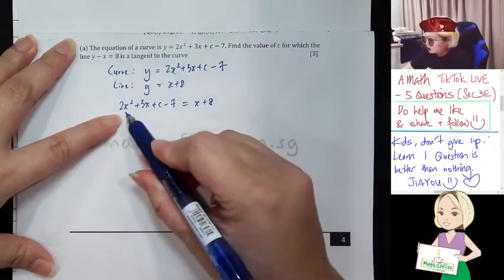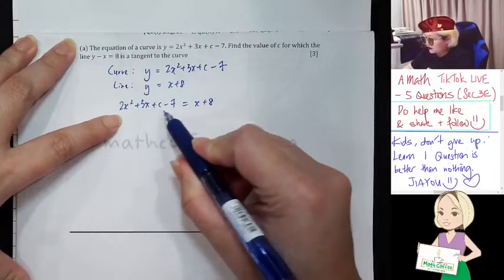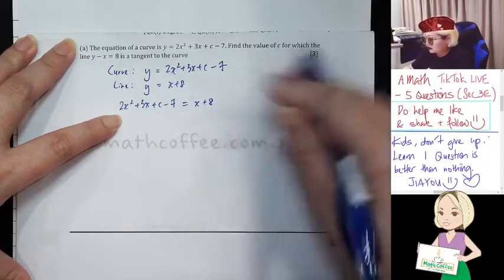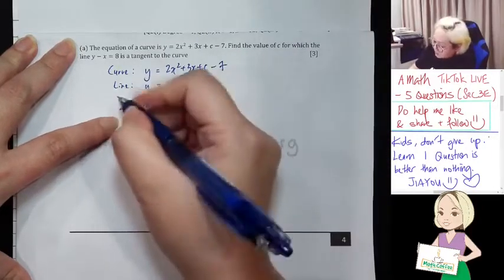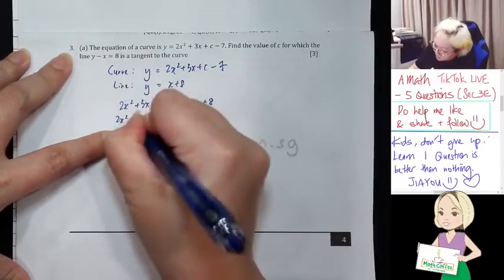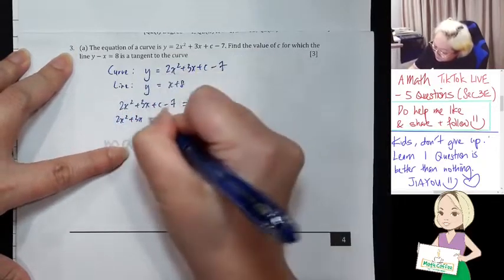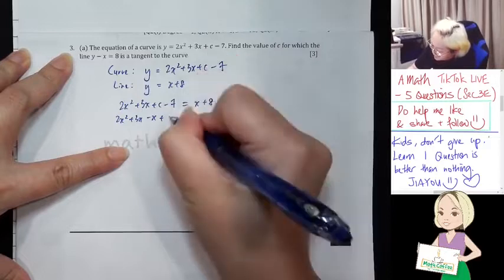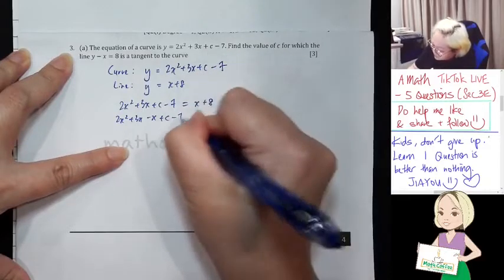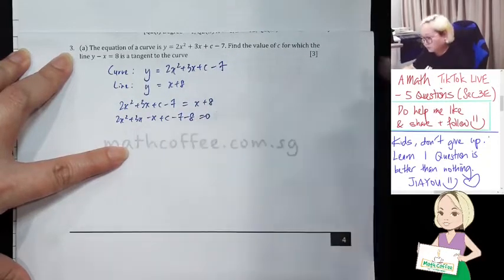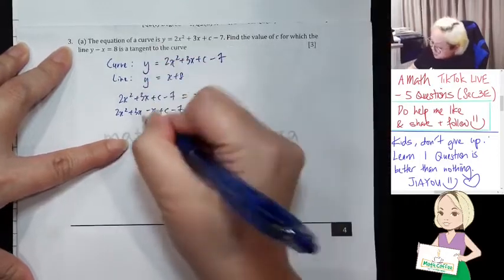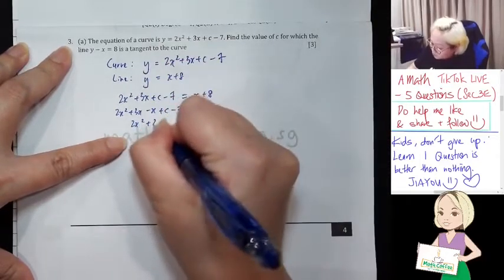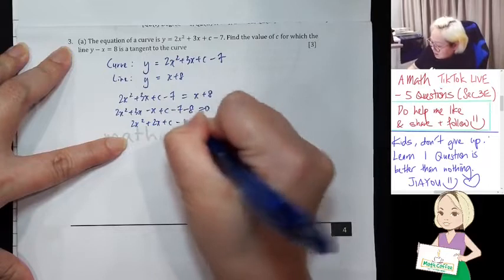Okay, so 2x squared plus 3x plus c minus 7 equals x plus 8. So everything shifts to the left hand side. 2x squared plus 3x minus x plus c minus 7 minus 8 equals 0. So I have 2x squared plus 2x plus c minus 15 equals 0.